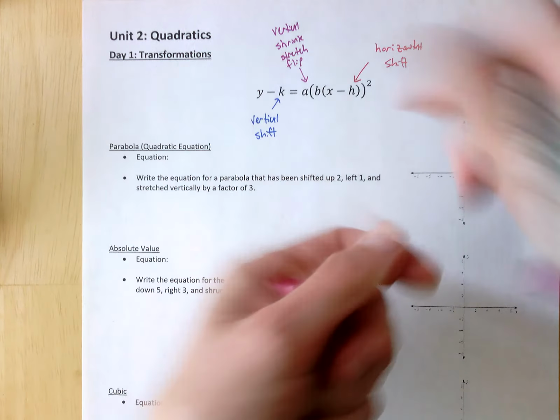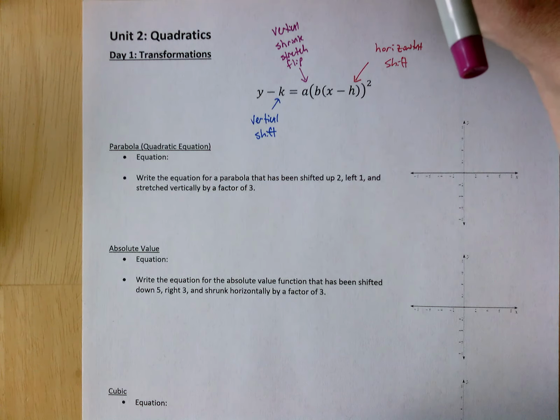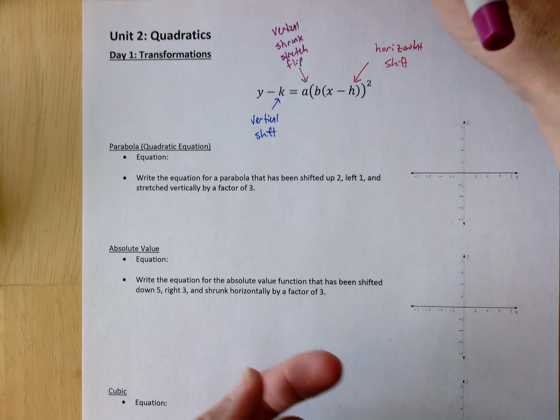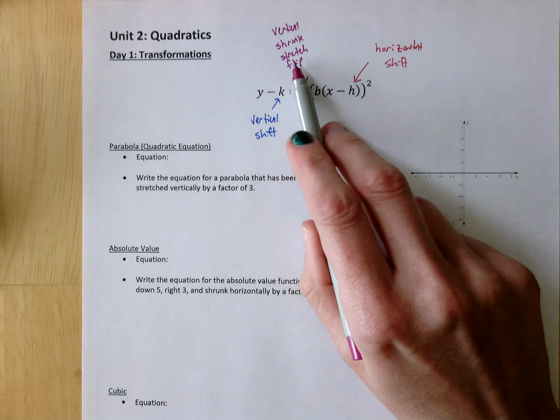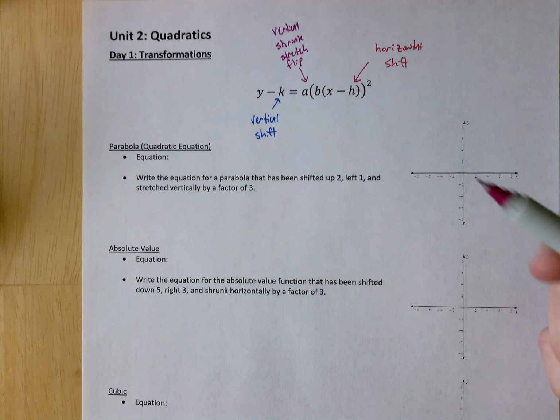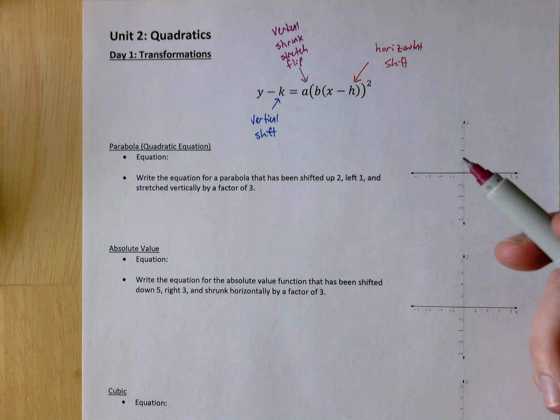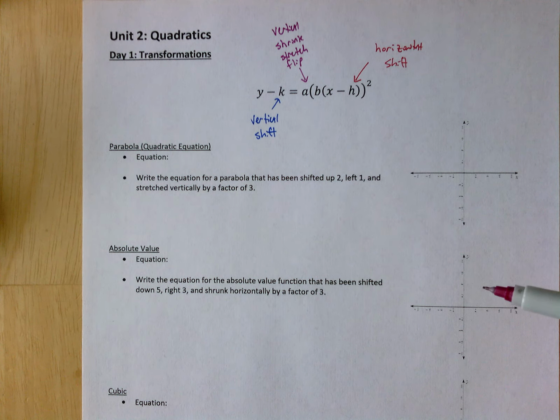A vertical stretch would be like pulling on your Play-Doh. Well, that's going to make it tall and skinny. So that's what a vertical stretch is going to do. And then a flip, exactly what you think it would be. A U-shaped parabola is going to become an N-shaped parabola.